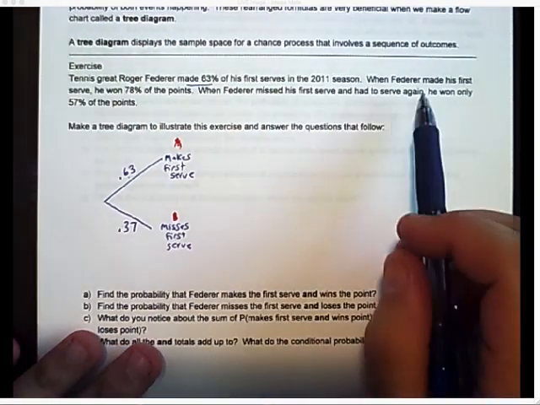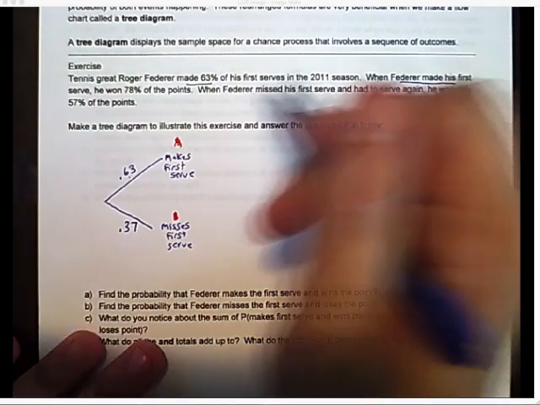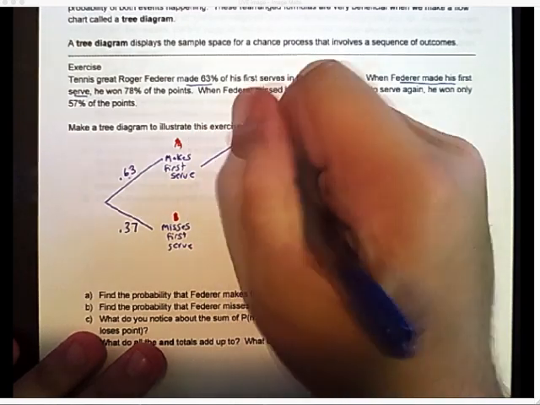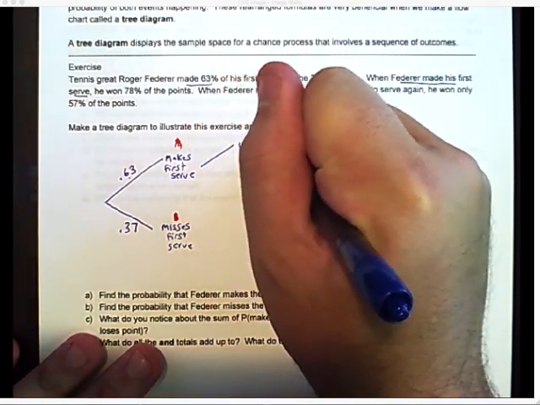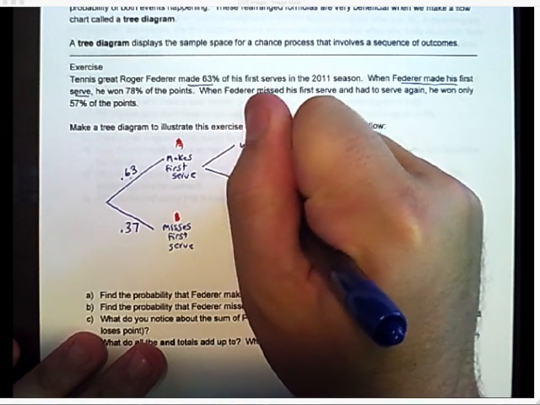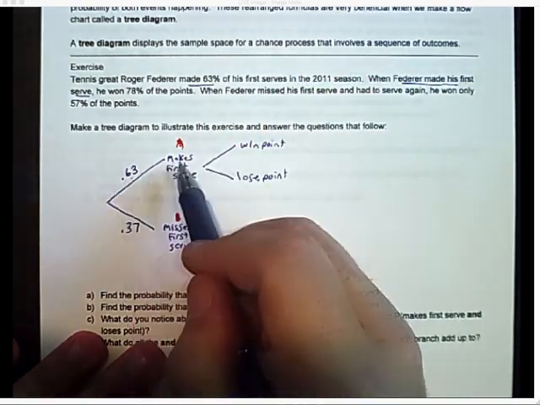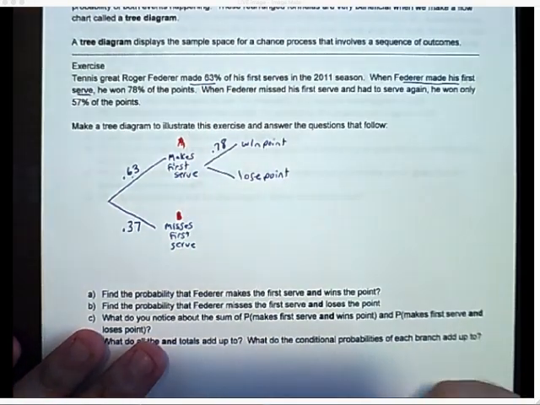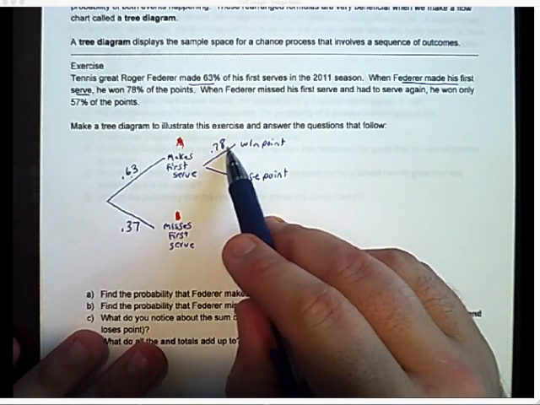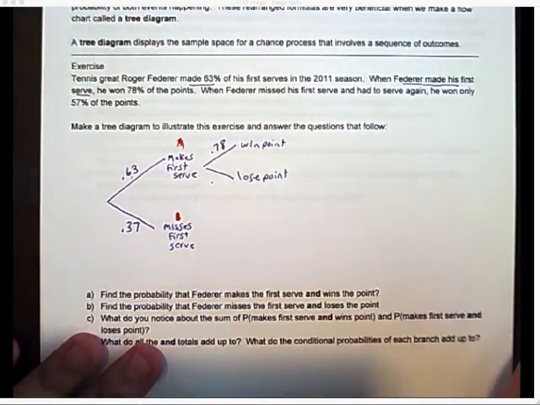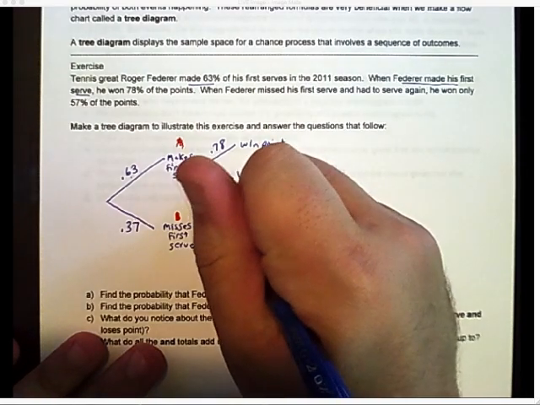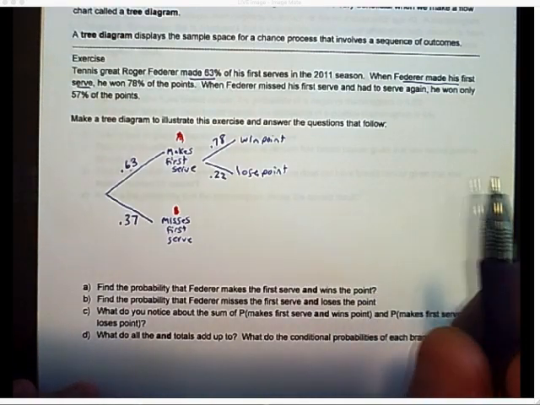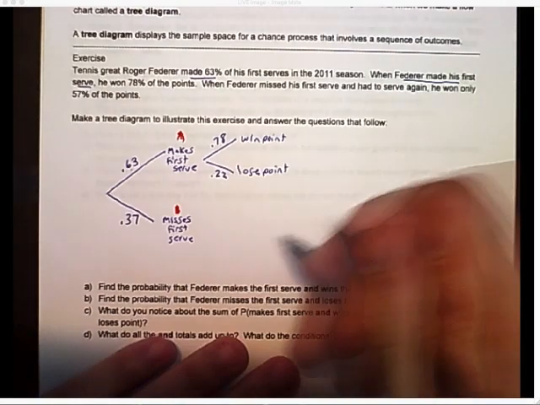All right. So now it says when Federer made his first serve, so we're on this branch, there's two options from there. He can either win the point or he can lose the point. So when he makes his first serve, he wins 78% of the points. So if there's a 78% chance he wins a point, what's the chance that he loses his point? That would only be 22%. Let's finish over here.